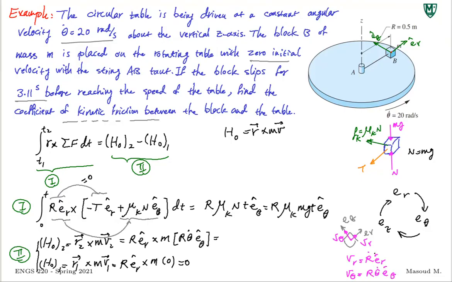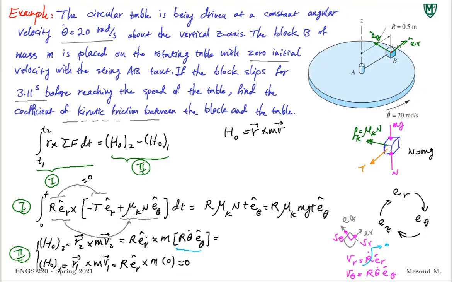Now there is no R dot, R is fixed, right? You don't really have any change in R. That's why this becomes 0. That's why I didn't put it here. V theta is R theta dot E theta, and I put it right here. Right, it's a component of velocity at point 2.